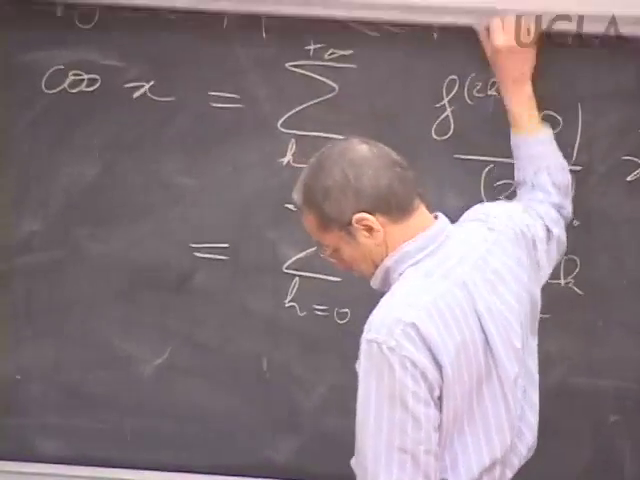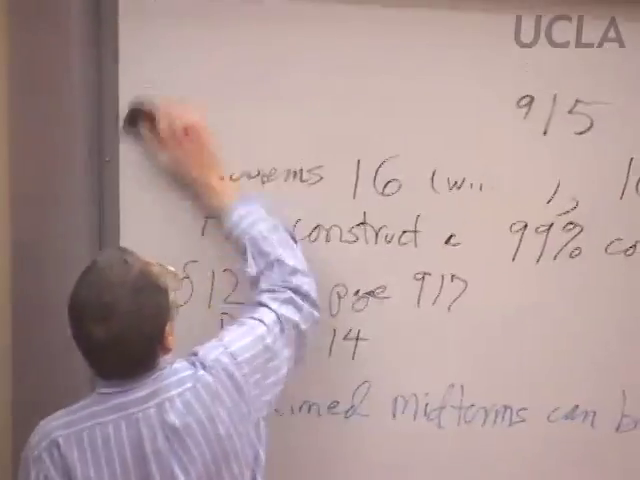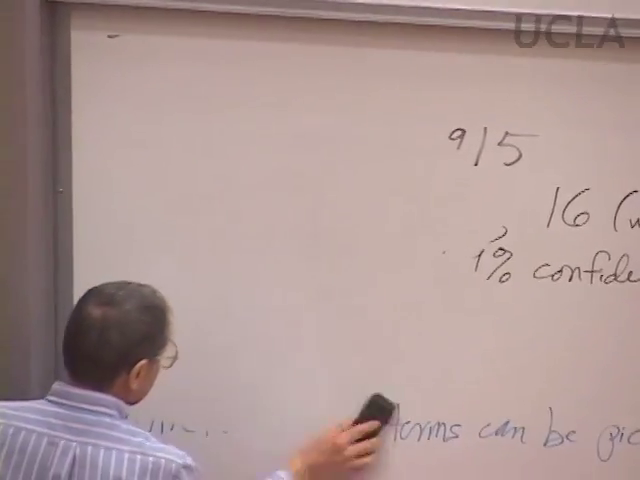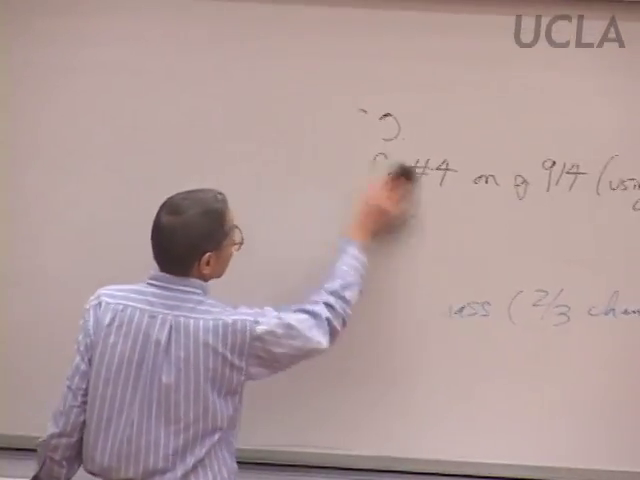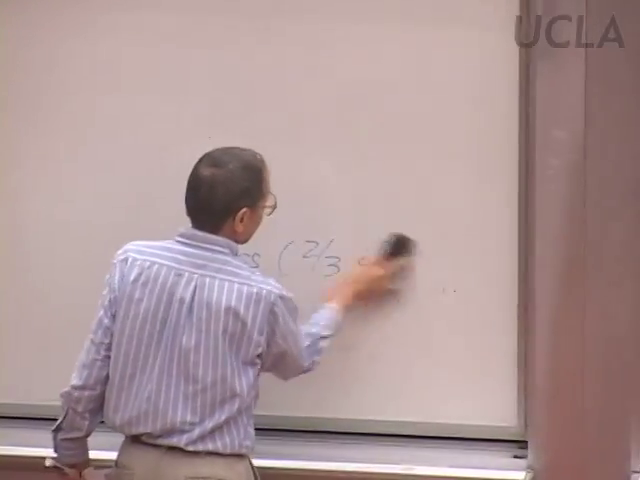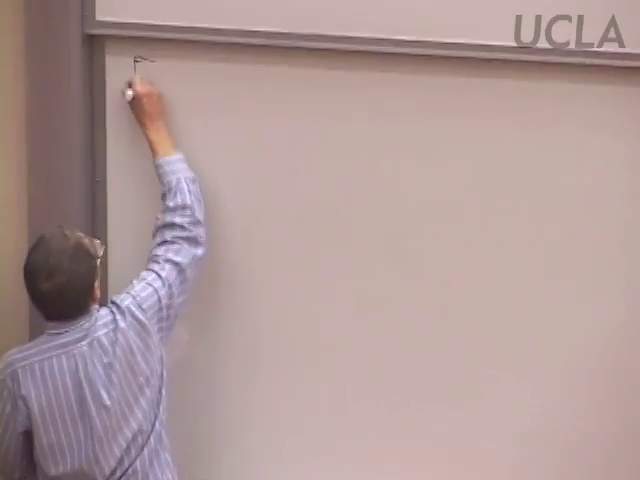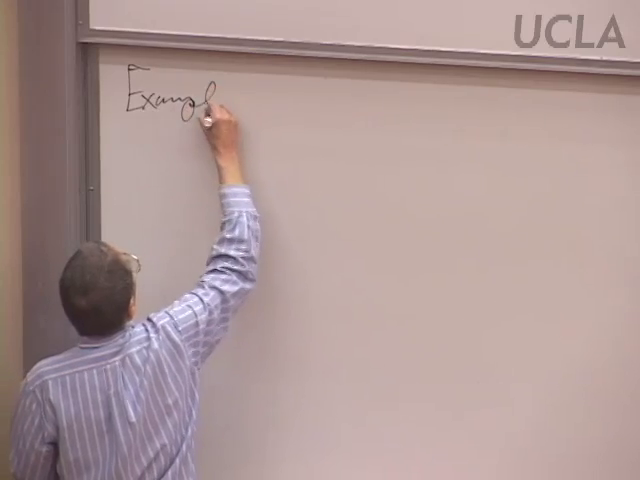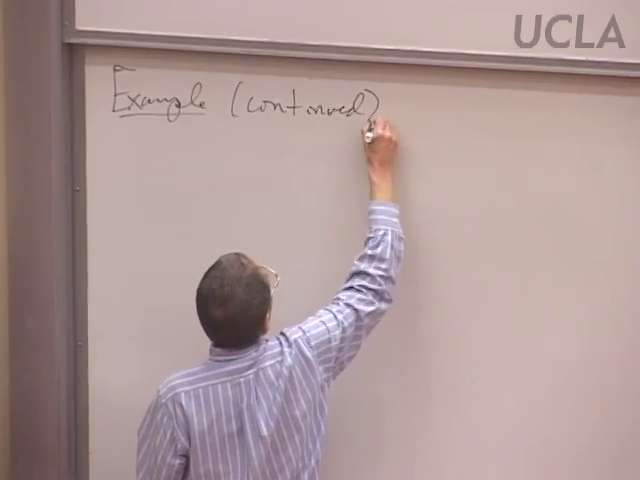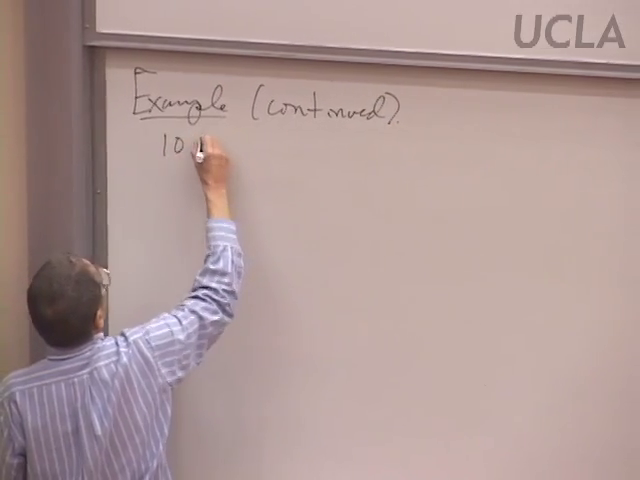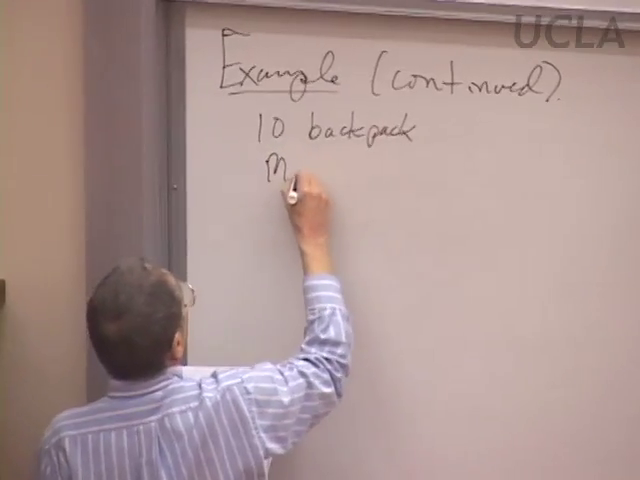Going back to the example from Monday, we wanted to know something about the number of objects in a student's backpack, and we took a random sample, we imagined, of size 10. So we got these 10 measurements.